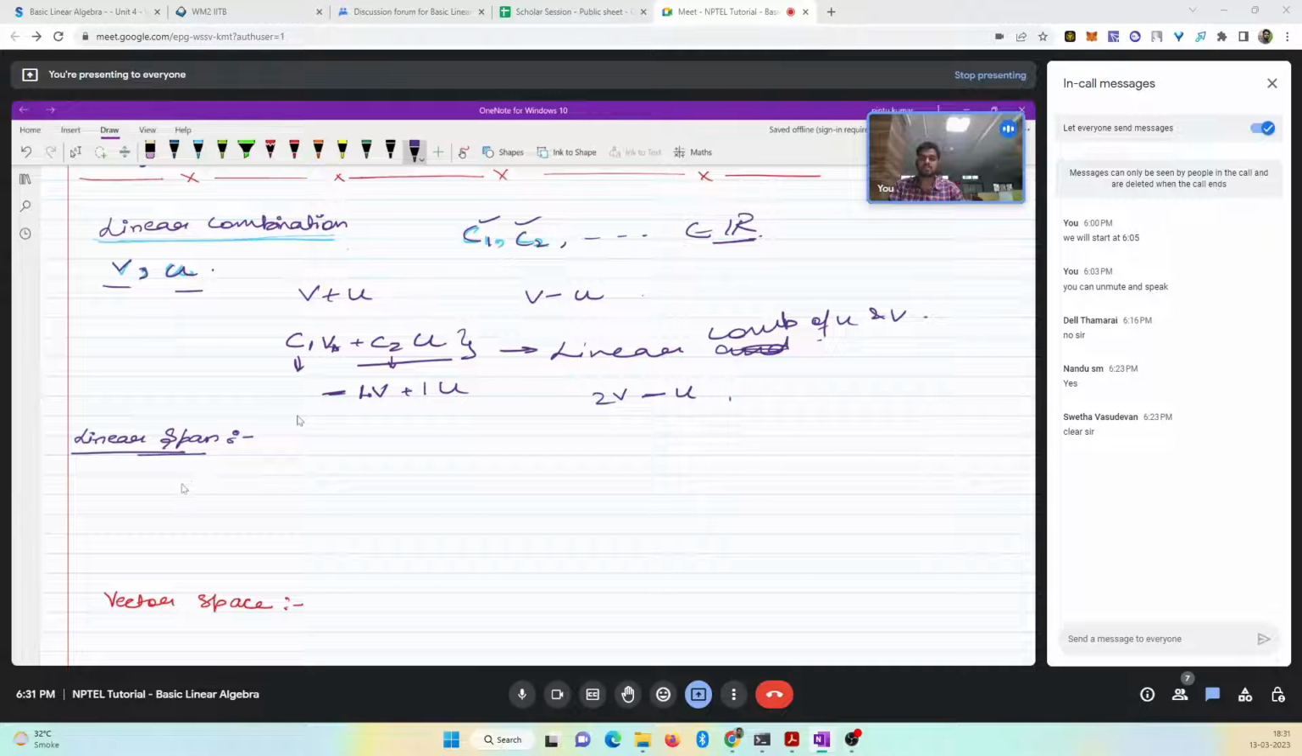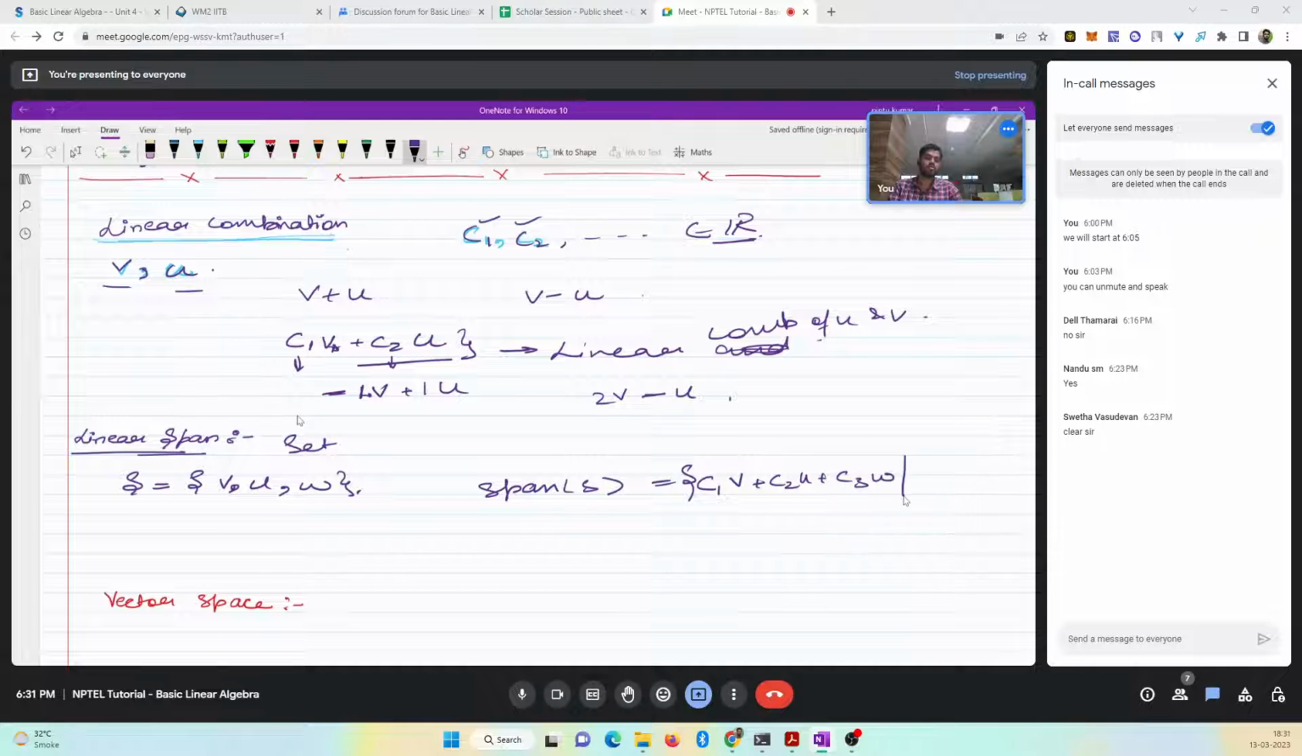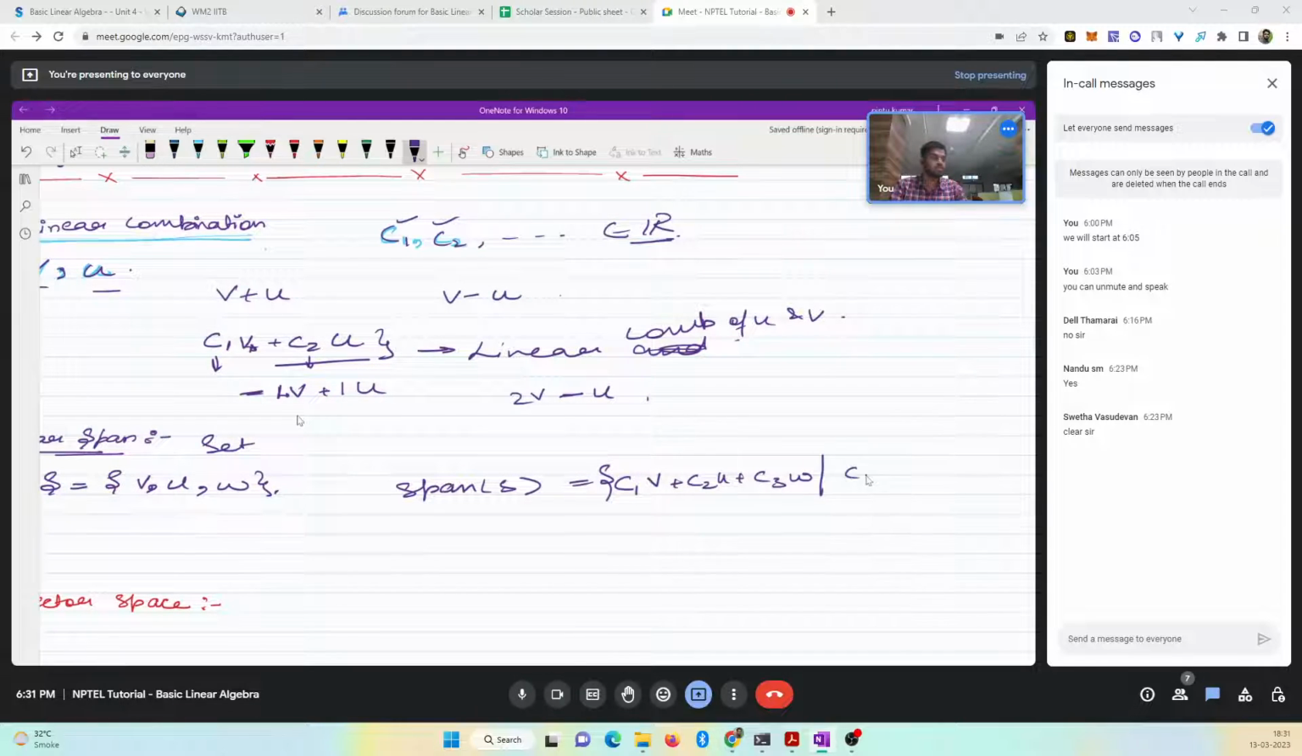So this is something called linear span. Linear span is always for a set. Let's say we have a set S with vectors v, u, w. Then span of S is defined as C1v plus C2u plus C3w, where C1, C2 and C3 are elements of the real numbers.